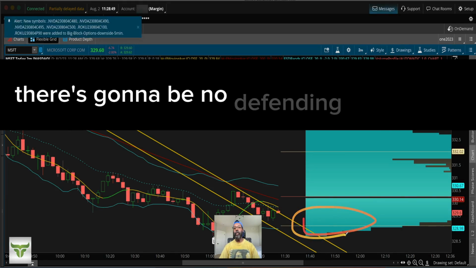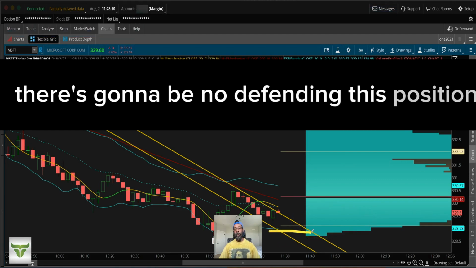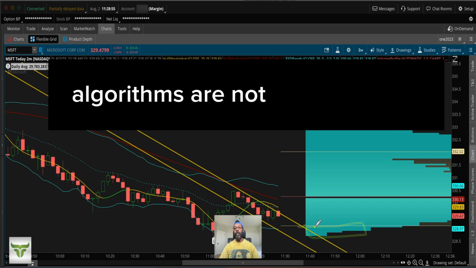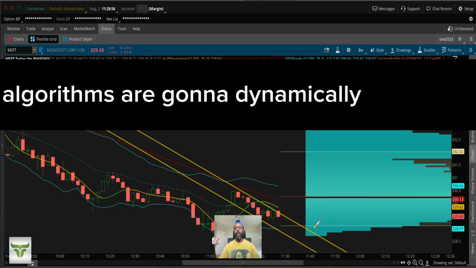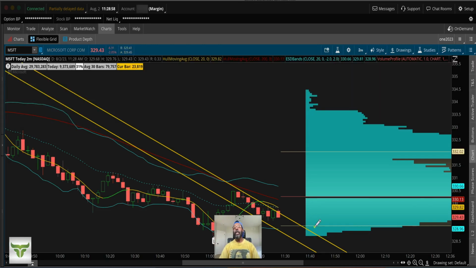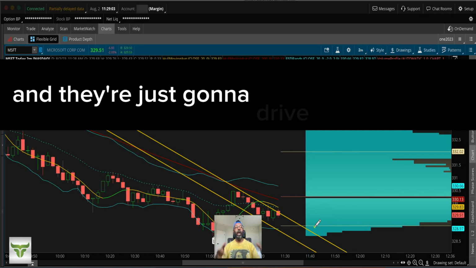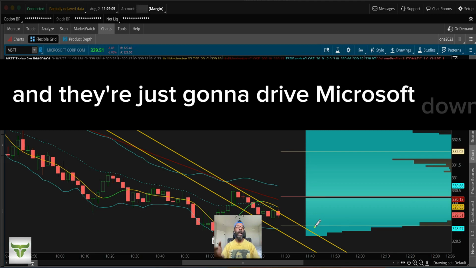There's going to be no defending. This position, Microsoft gets down here, there's going to be no defending at this position. Algorithms are not going to defend. Algorithms are going to dynamically start selling into the selling, because institutions are going to start unloading, and algorithms are just going to pick it up, and they're just going to drive Microsoft down.